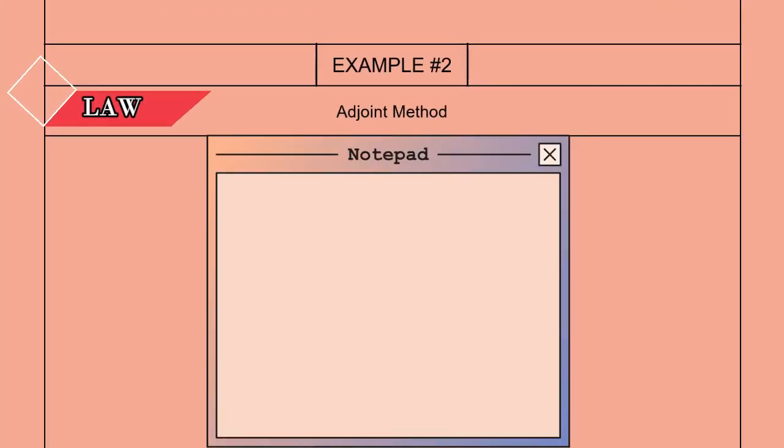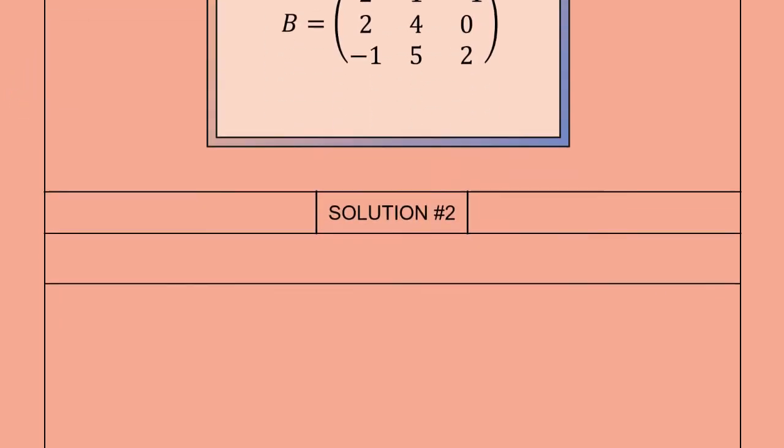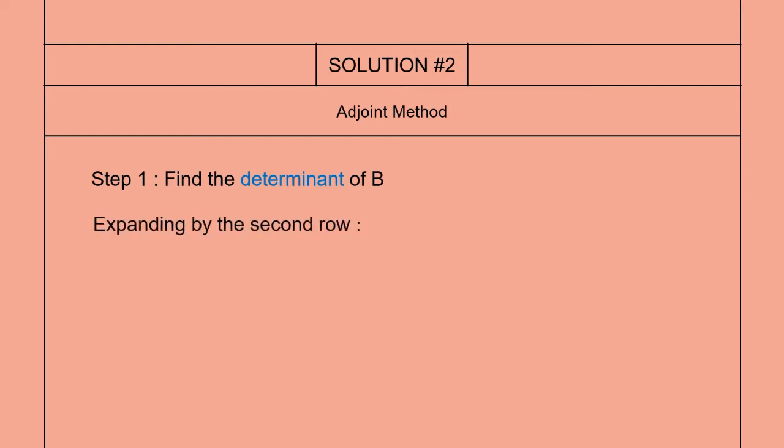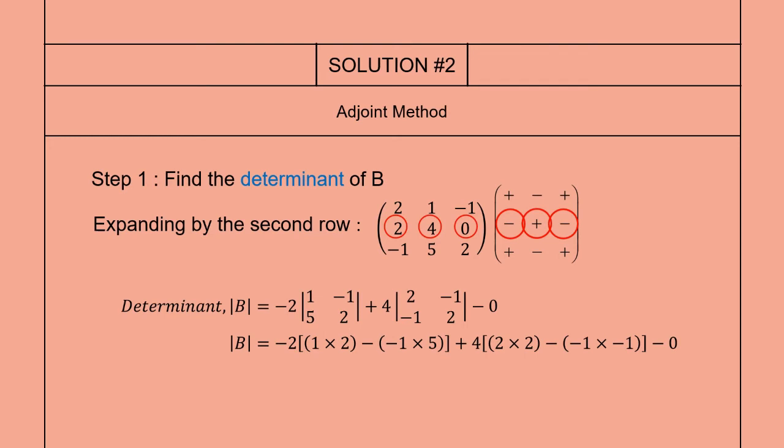This is another example of finding inverse using adjoint method. For adjoint method, the first step you have to do is to find the determinant of the matrix. We can choose any row or column of a matrix to find the determinant. In this case, we will choose the second row because it's quite easier compared to other rows or columns. After expanding the second row, we will get the determinant is -2.